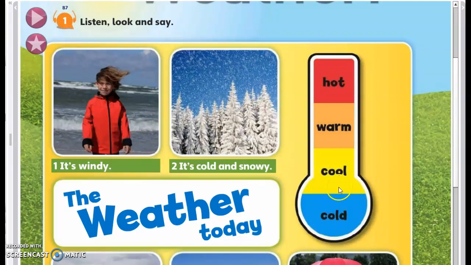It's cold in winter, it's hot in summer. And in between, we have cool, which is not very cold, but it's not very hot either. And we have the word warm, which is not very hot, but not very cool either. We can connect these words with different seasons. Do you remember what seasons are?